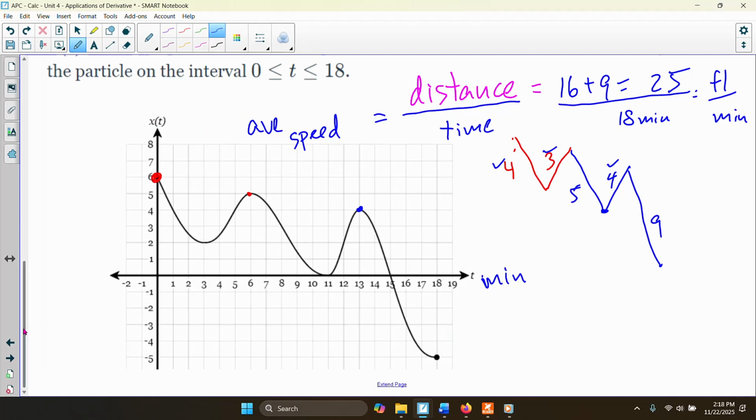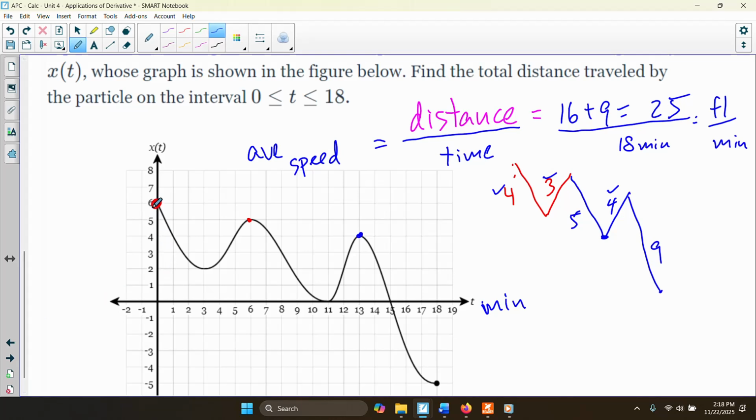So that's the graphical approach. Just literally count. Don't care about the actual shape so much. You just count from your maxes to mins. But notice you also have to figure out where you start. So the endpoints are super important.